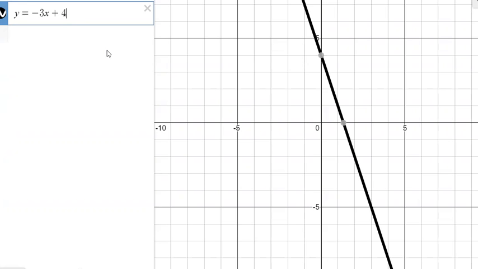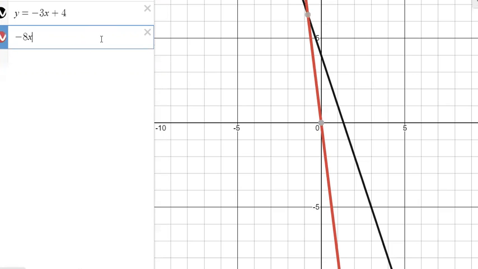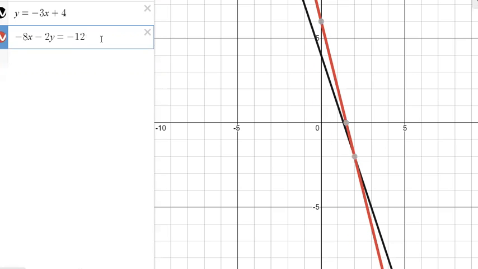So every equation that they give me, I'm going to get a line. So now let's type in the bottom equation. The bottom one that they gave me was negative 8x minus 2y is equal to negative 12. And that's going to be that red line that you see. So whenever you type in two equations, you're going to get two lines. And wherever these two lines cross, that's going to be your answer.